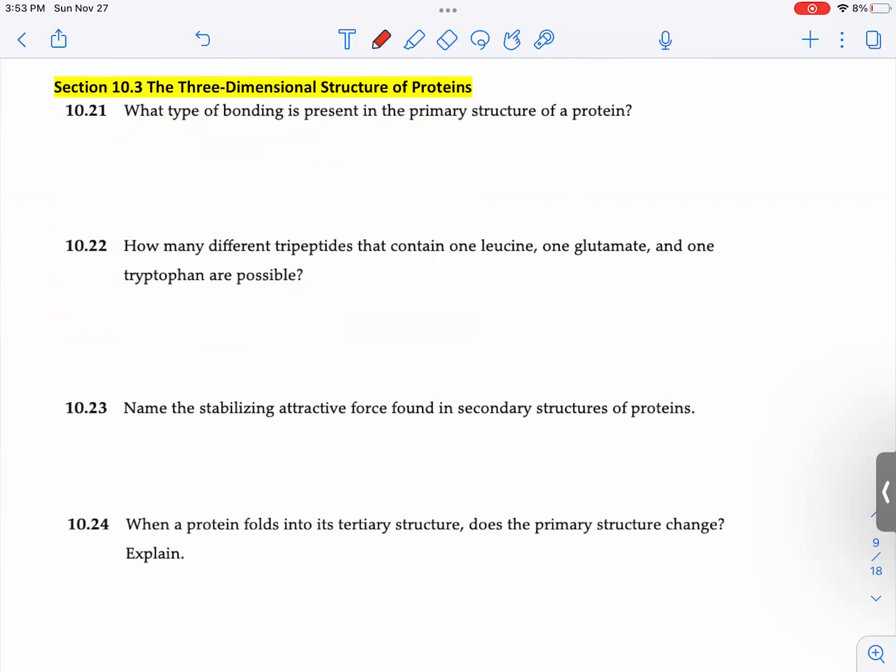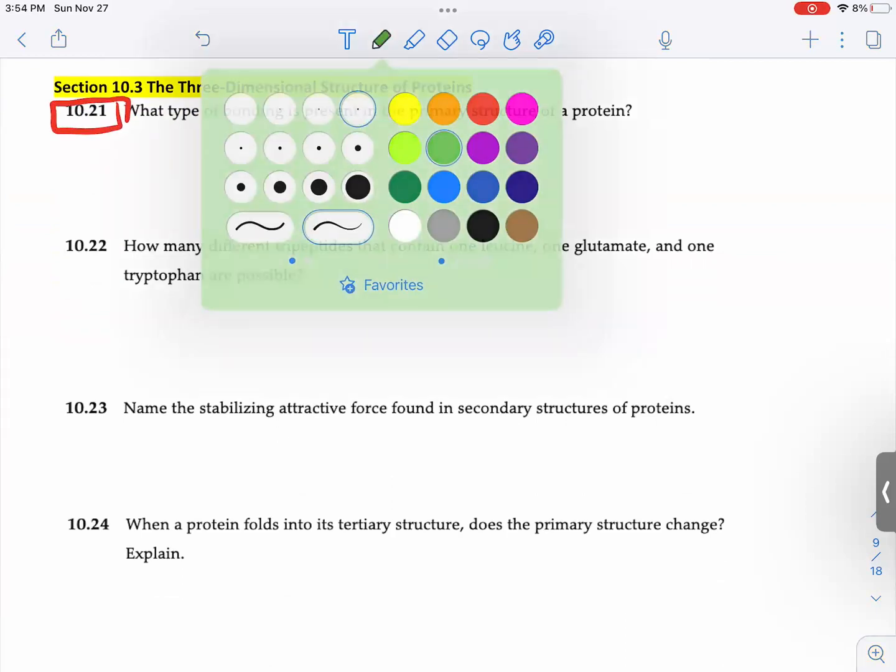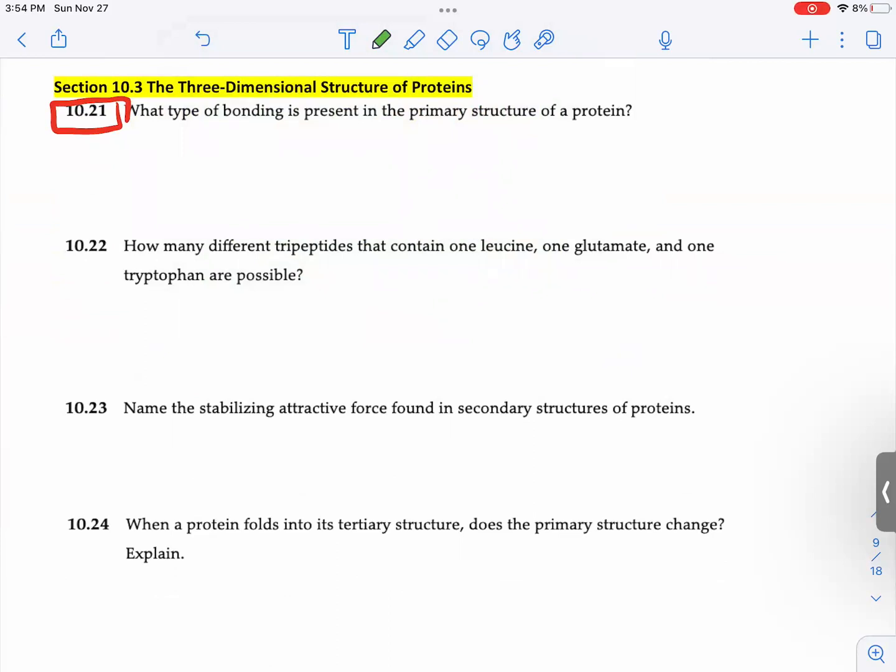All right, so let's go over 10.21. Let's not do red. Red's kind of scary. What type of bonding is present in the primary structure of a protein? Remember primary, that's at the beginning. That's just the sequence of amino acids. So those are just covalent bonds, peptide bonds. That's just the sequence of amino acids, so we're not talking about folding or anything like that at that point.